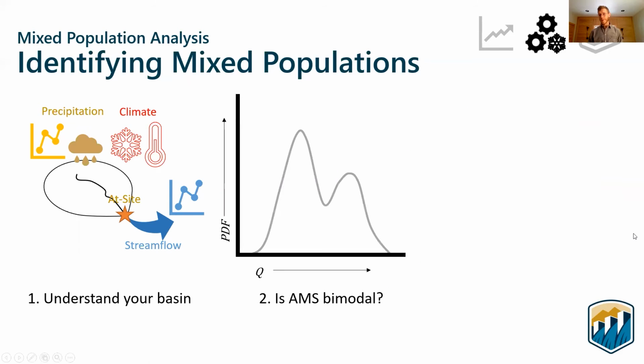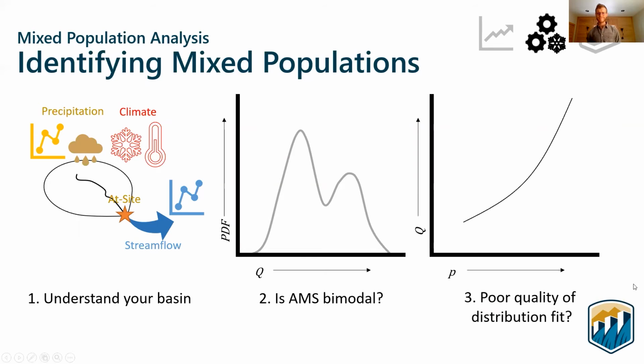Another way to tell is when you have your annual maximum series, if you look at their distribution in time or in magnitude, is it bimodal? Are there multiple times of the year or multiple flow values that are very present? Because if that's the case, it's very possible that you're dealing with a mixed population where you have samples from two different mechanisms present.